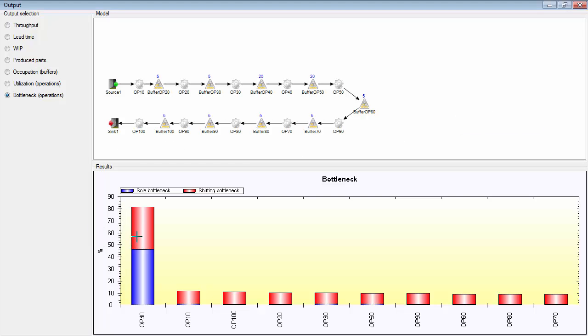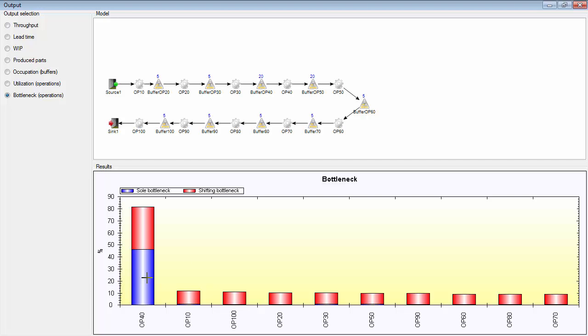In this case, 81% of the time it is considered a bottleneck. In 46% of the time, it seems to be the sole bottleneck. The sole bottleneck means that it's the single bottleneck in the production line. So it's the one and single operation that sets the production rate. So it's considered the only and sole bottleneck of the system during this time.